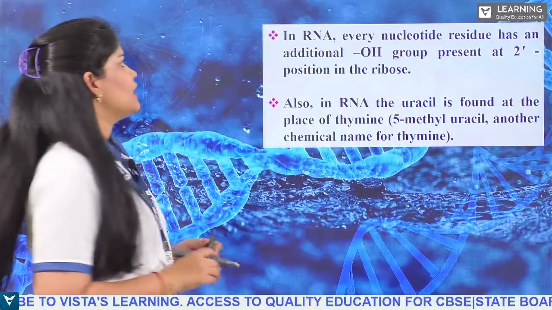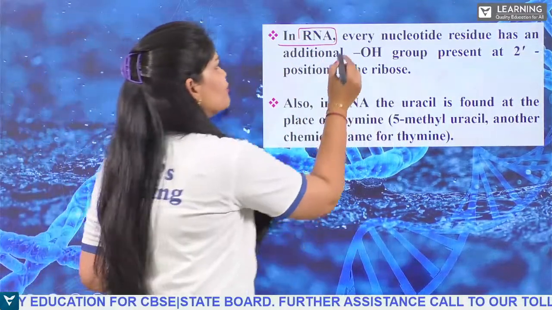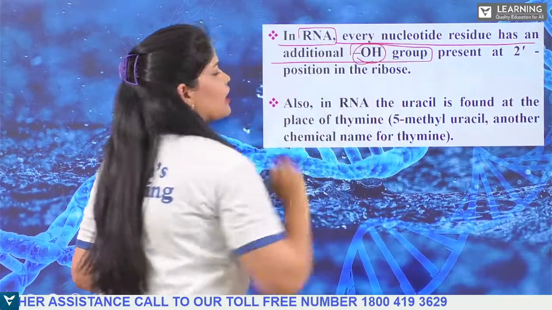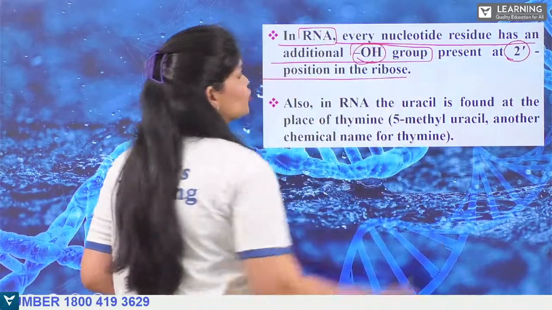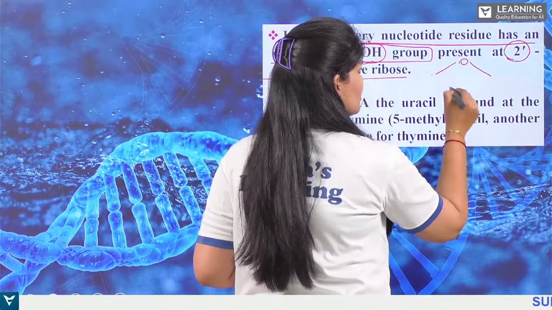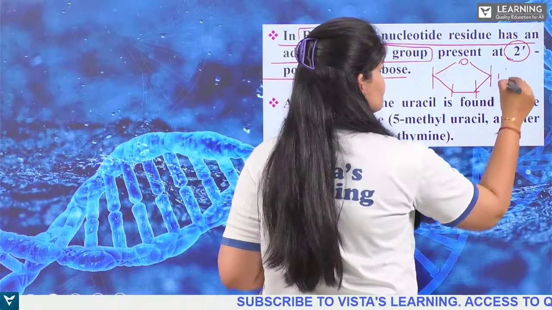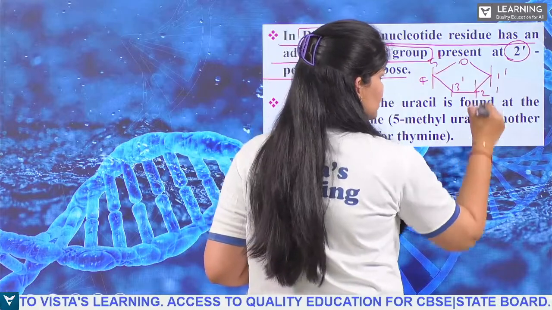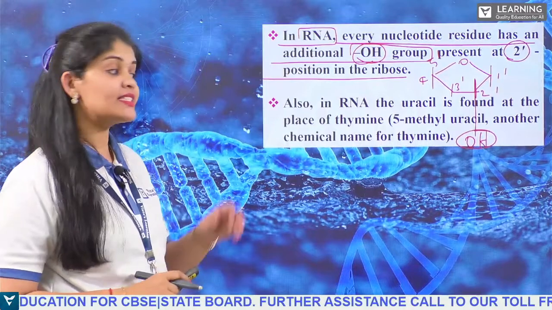So now, in RNA, what are the differences? Let's see. Every nucleotide residue has an additional hydroxyl group present at the 2' carbon position of the ribose. So here, this is 1, this is 2, this is 3, this is 4, and here 5. At the 2' position, we have a hydroxyl group attached. That is what we call ribose.